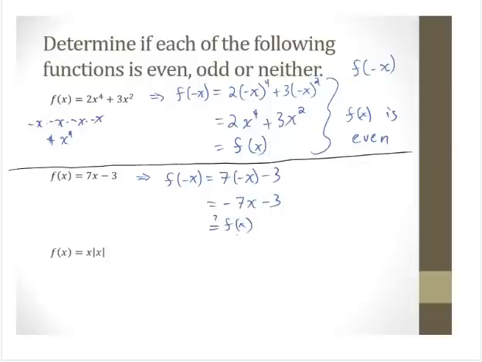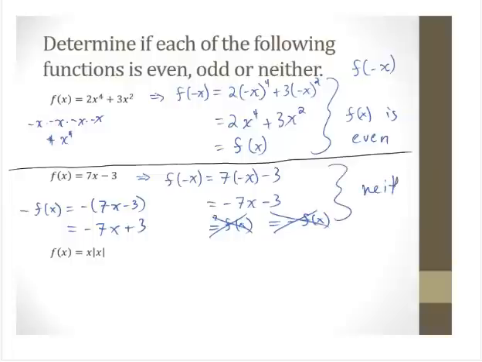No, it's not, because f of x was 7x minus 3, and this is negative 7x minus 3. So it's not equal to f of x. Is it equal to the opposite of f of x? Well, let's see. The opposite of f of x would be the opposite of 7x minus 3, which would be negative 7x plus 3. So it's not equal to negative f of x either. So it is neither of these. F of x equals 7x minus 3 does not exhibit even or odd symmetry. It is not an even or odd function.